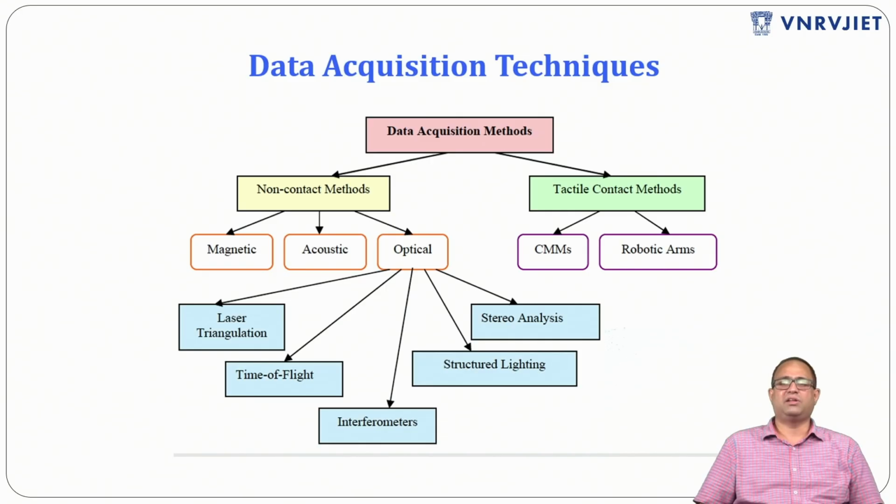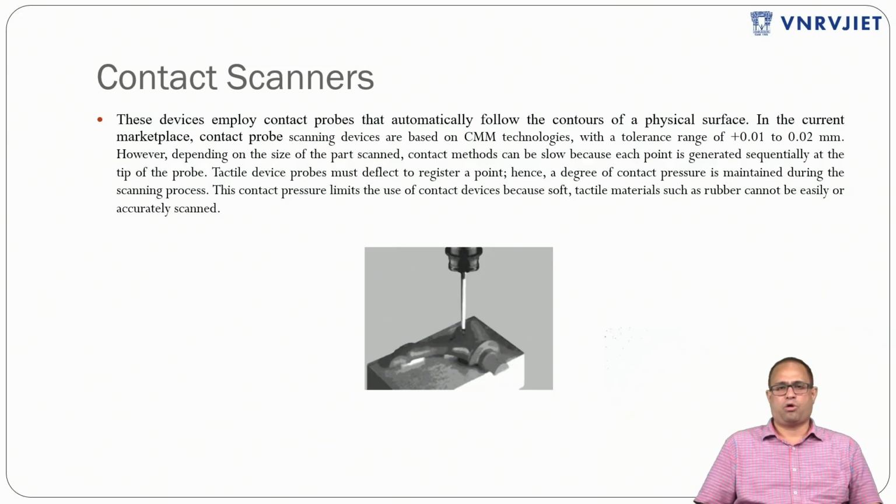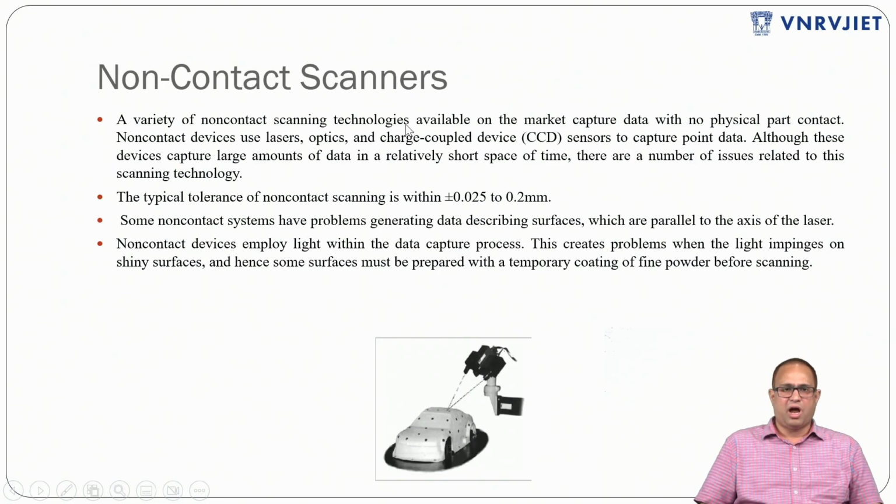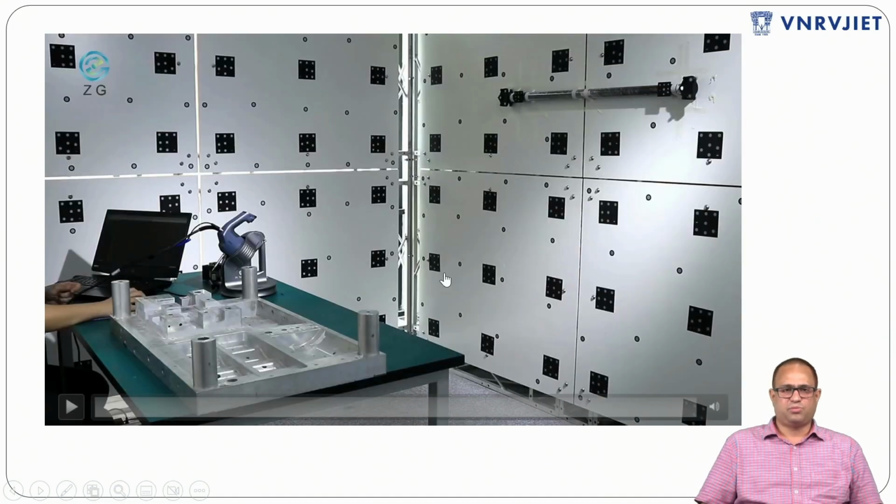So this is the reason why it is going to be used for non-contact methods and tactile contact methods. In contact scanners, you can see the CMM probe is in contact with the surface of the model, and then these features are going to be obtained here. And in non-contact scanners, you can see this light is going to be focused on the surface of the entire model which has to be captured, and that data is going to be captured and processed in the software. You can see this small video here.